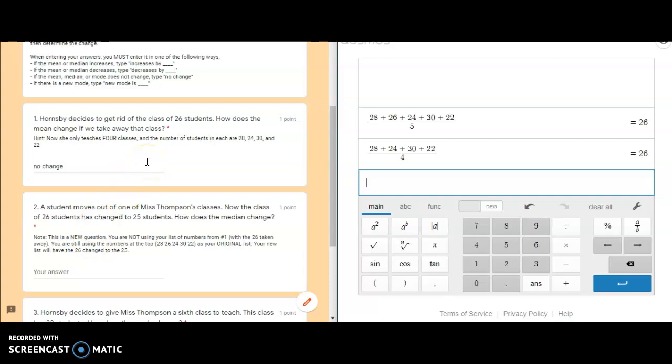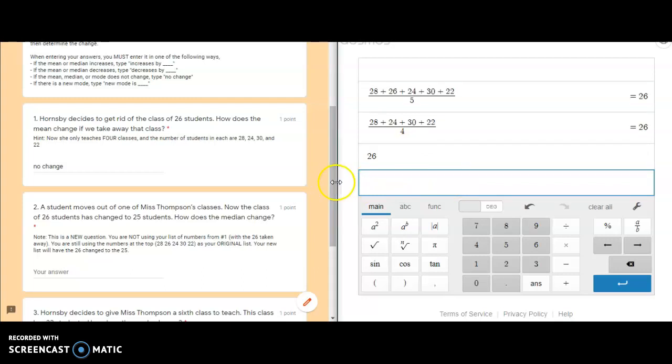So let's figure out our original median. I'm going to put the numbers in order here in Desmos just so I can look at it. So 22, 24, 26, 28, and 30. Our 26 is the middle number because there's 2 on the right side, 2 on the left side. So I'm going to write that down.